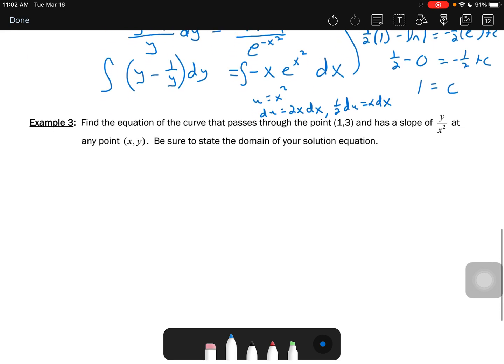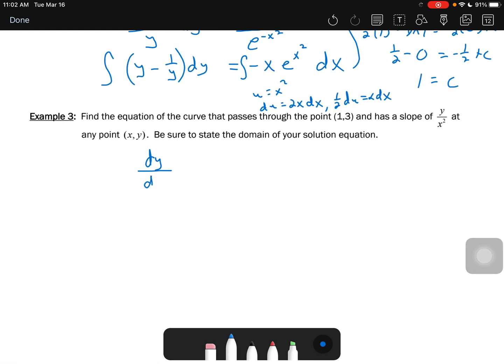Okay. And the last example says find the equation of the curve that passes through 1, 3 and has a slope given here. Now when they state this, it has a slope of, that means it's a derivative, right? It's the derivative of some function. It's in terms of x and y. So derivative of y with respect to x, which is your slope, slope finder, would be y over x squared. So that's kind of what they're telling us here.